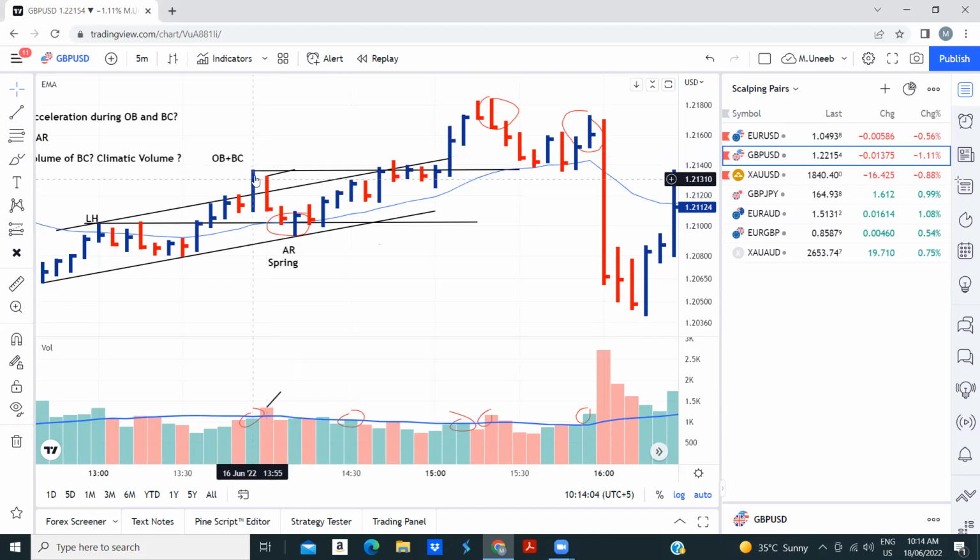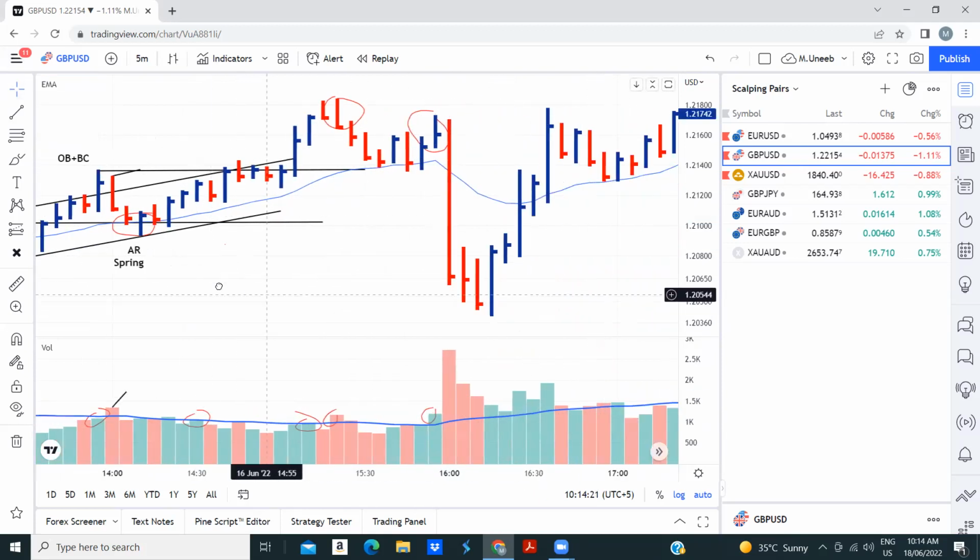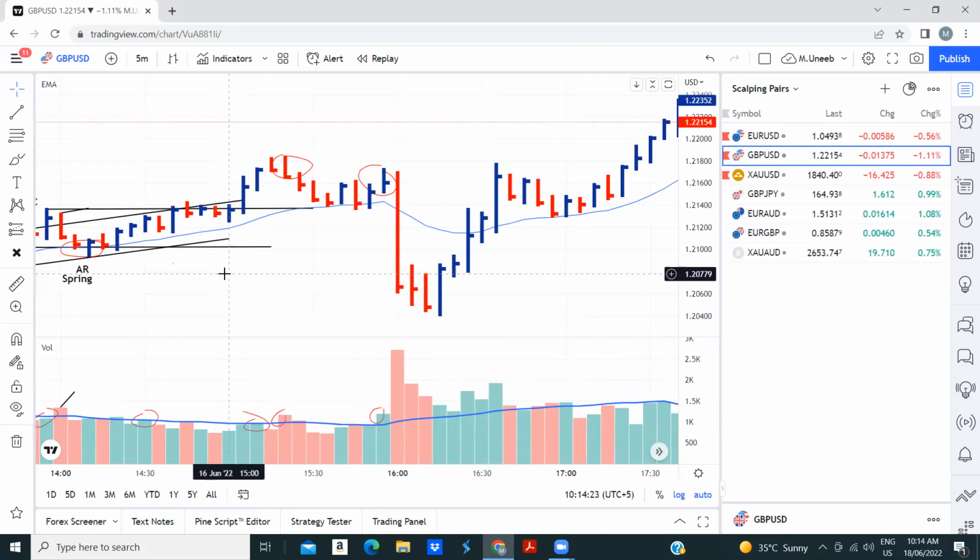What is the highest high of this up move? The highest high is this one, right? How about the volume? The volume is not climatic. The highest high is this one. How about the volume? This is a climatic volume. Got it? The highest high is this one, climatic volume. Make sense?